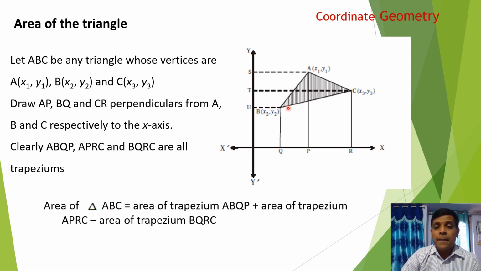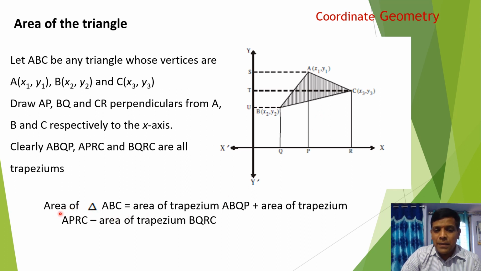Next point, area of triangle ABC. Area of triangle is the main concept. Find the area of triangle ABC. This is the shaded region. How to find the area of triangle ABC? Here area of triangle ABC is written using this main part. We should focus on these figures: triangle ABC and trapeziums BQPA, APRC and BQRC.